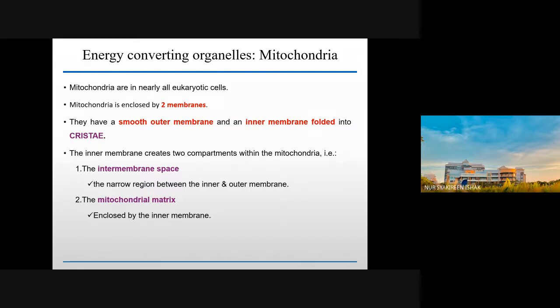So mitochondria are enclosed by two membranes. Mitochondria have two layers of membrane: the smooth outer membrane and the inner membrane that is folded into cristae. Why is the inner membrane folded? This is to increase the surface area, so that more enzymes and more proteins can be embedded in the cristae, because these proteins are involved in the synthesis of ATP.